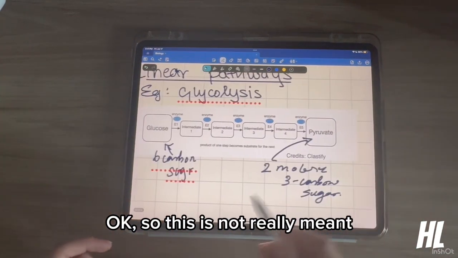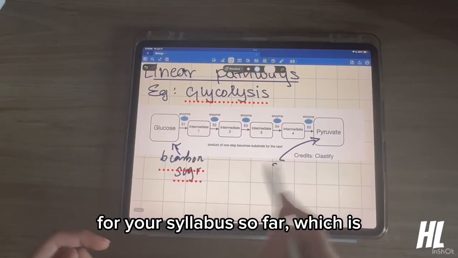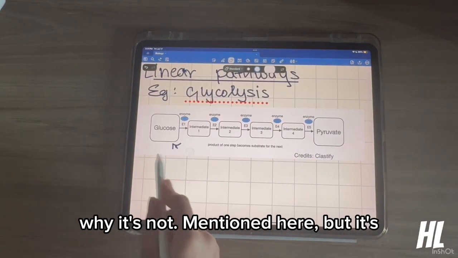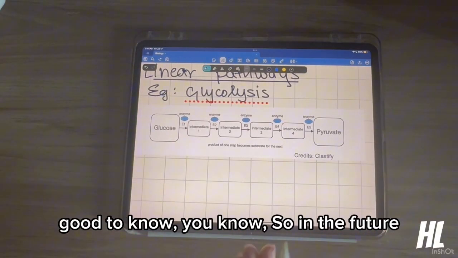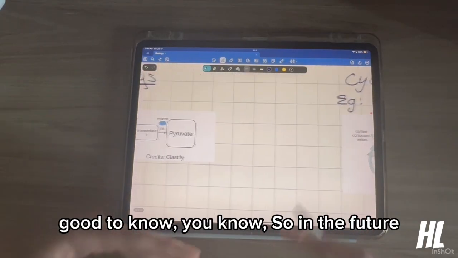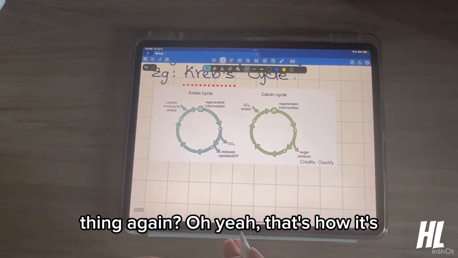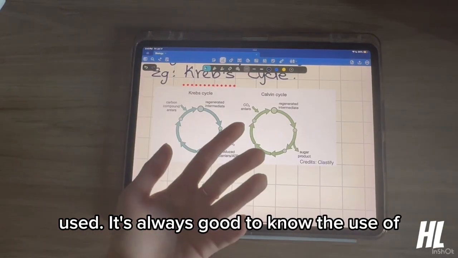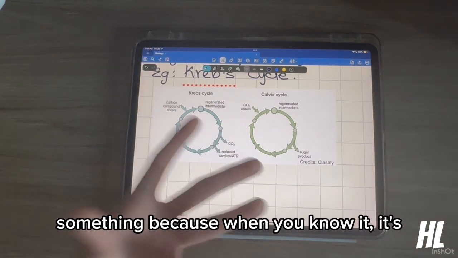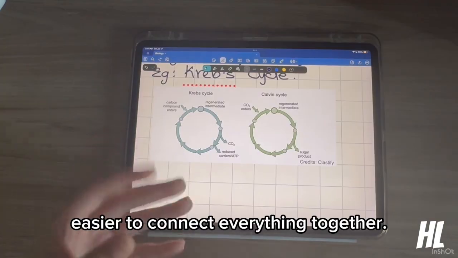Okay, this is not really meant for your syllabus so far, which is why it's not mentioned here, but it's good to know, so in the future when you're like, oh yeah, what's that thing again, oh yeah, that's how it's used. It's always good to know the use of something, because when you know it, it's easier to connect everything together.